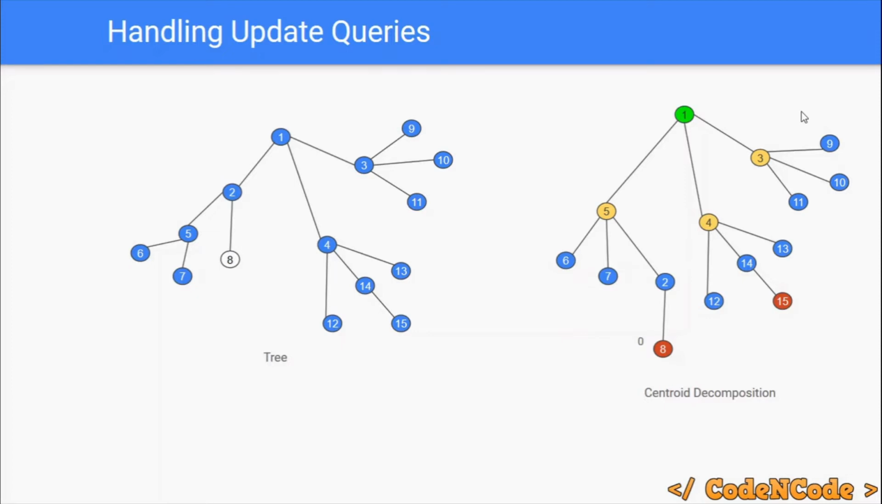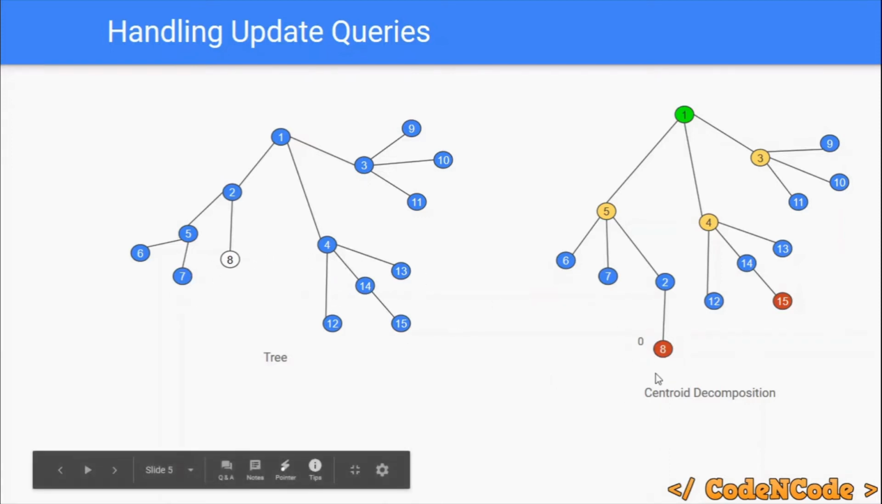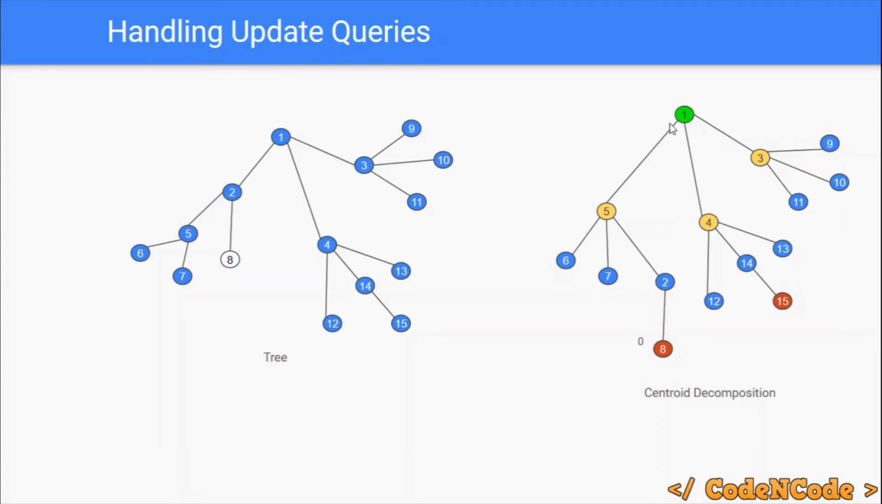So how do we perform updates in the centroid decomposition tree? If you remember, we only have to make changes in the centroid decomposition tree. We don't have to do anything in the original tree. We would start from node 8 because node 8 was updated, and then keep on updating the parents, the subsequent parents, or basically all of the ancestors of node 8. So I'll be updating node 8, then 2, then 5, and then 1.